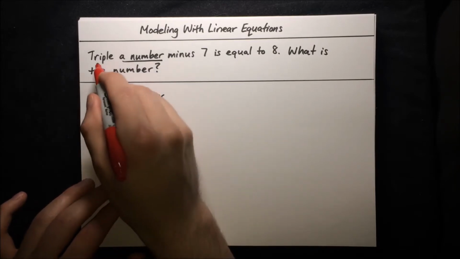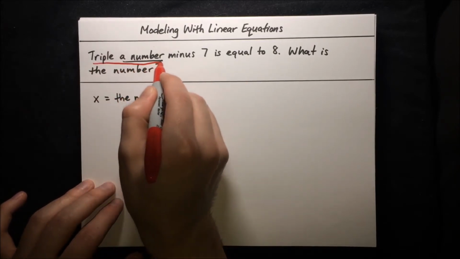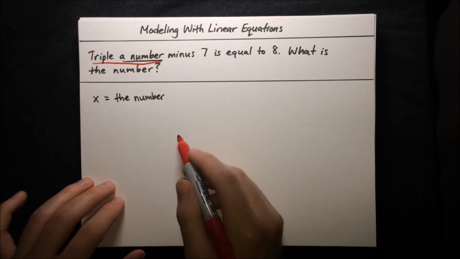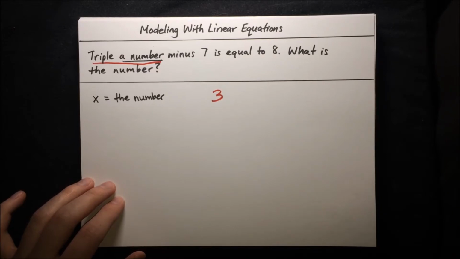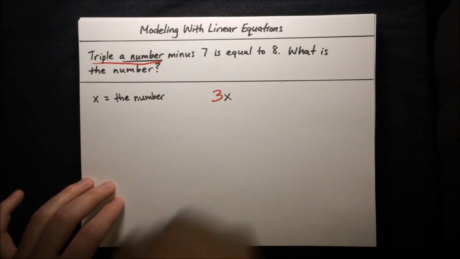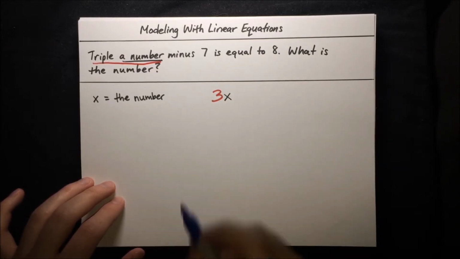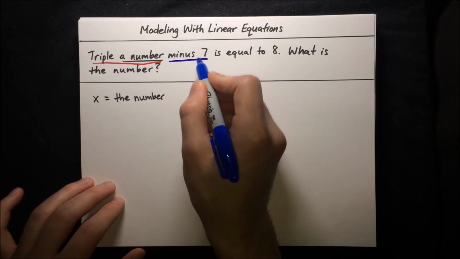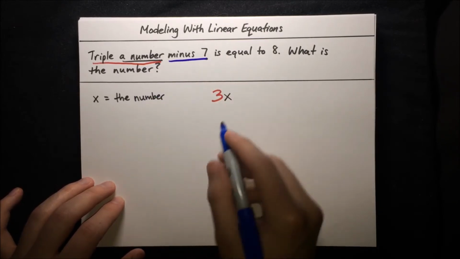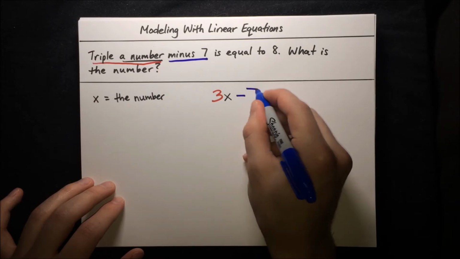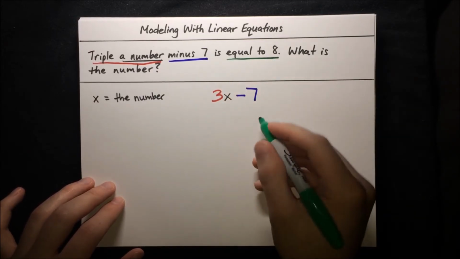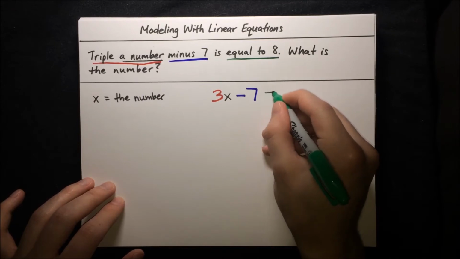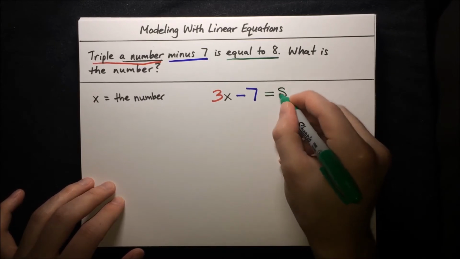First of all, triple a number. Triple a number means 3 times the number. So let's write that here. 3 times x. Alright, next part of the equation will be the minus 7. Triple a number minus 7. So 3x minus 7. And that is equal to 8. So that's what we set the equation equal to. 3x minus 7 is equal to 8.